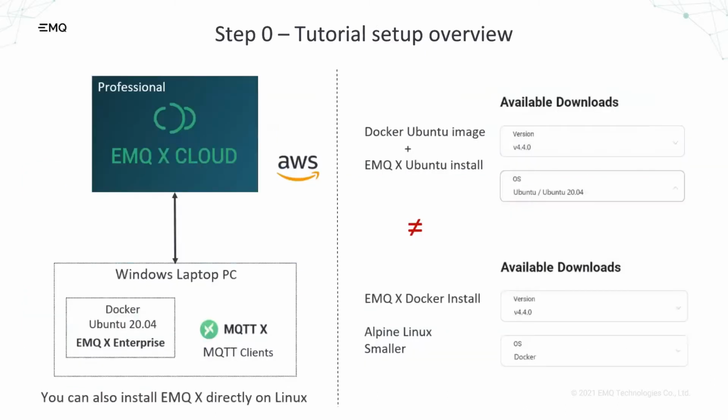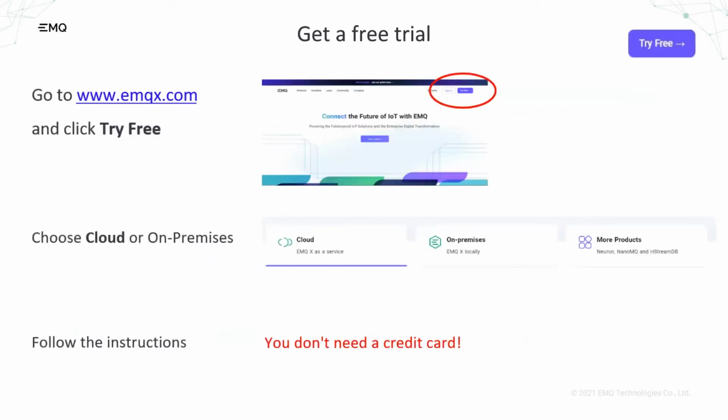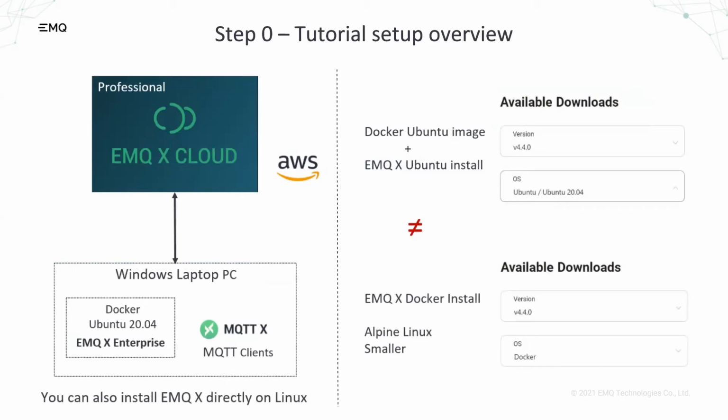So the setup that I have is I'm using a Windows laptop with a Docker Ubuntu image and EMQX Enterprise running inside the Docker image. And also I have MQTTX for testing the clients. And in addition, I have EMQX Cloud Professional plan running on AWS.